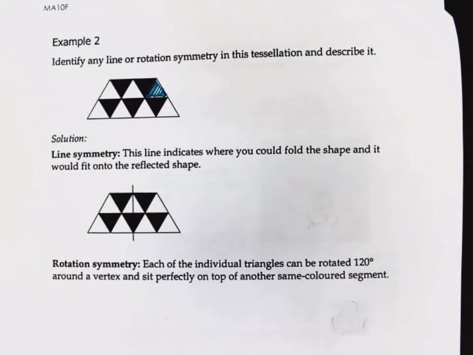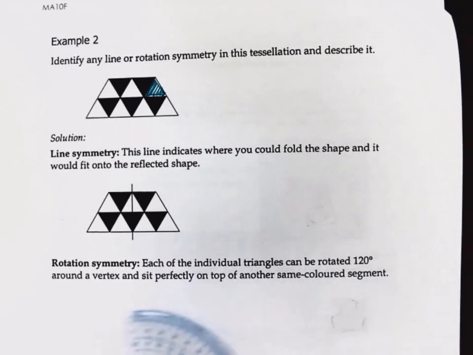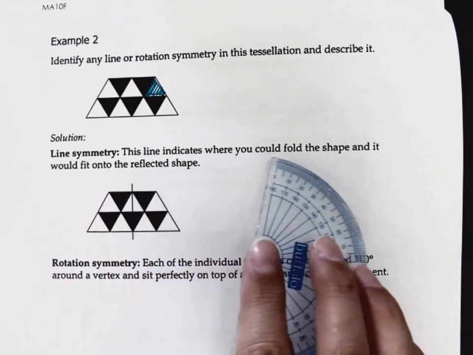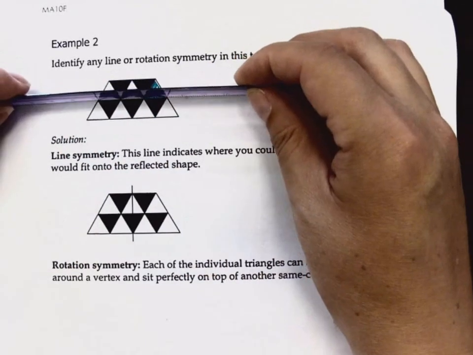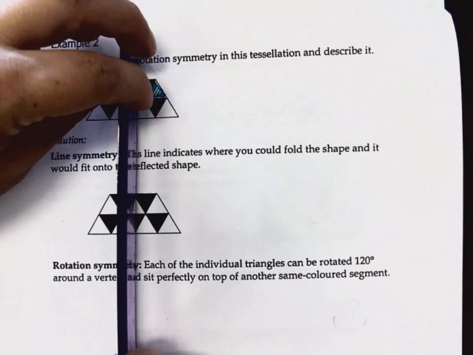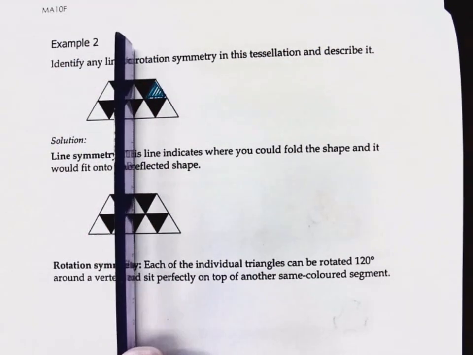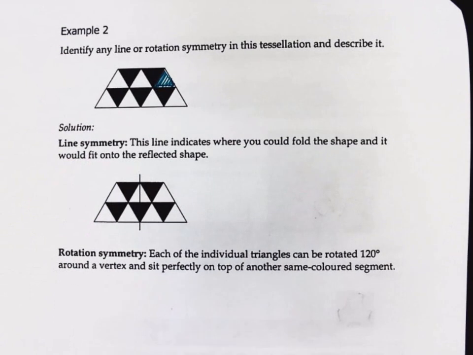But each triangle could be rotated. That could be 120, so it could do 3 times. Line symmetry, horizontally it doesn't work. Like if I put a line right here, that's not going to be folded in half. But if I put a line right here, it will fold itself in half. So this one does have line symmetry, and each individual triangle has rotational symmetry, but the whole image doesn't.